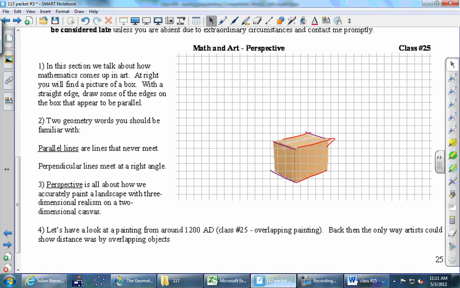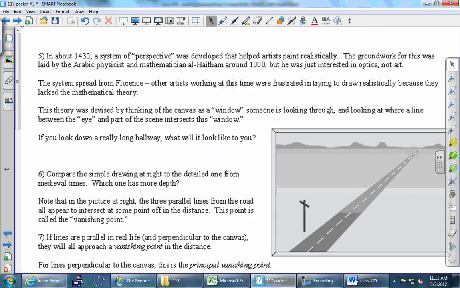So let's come back here. Then we'll go to the next page. And I think we're up to Holly for number 5.